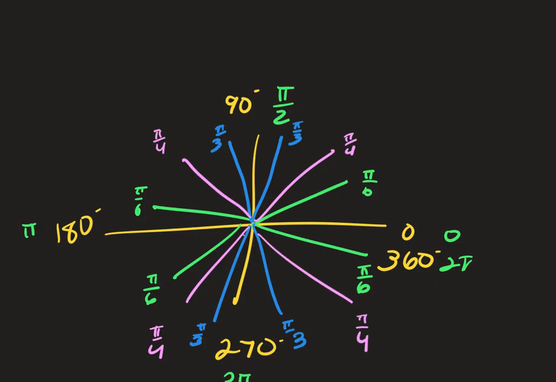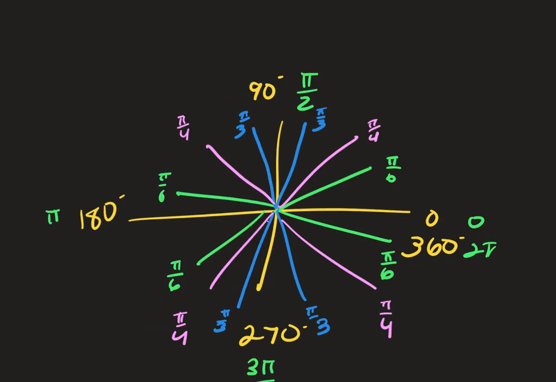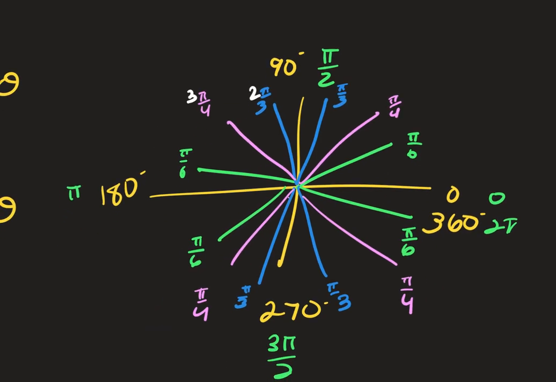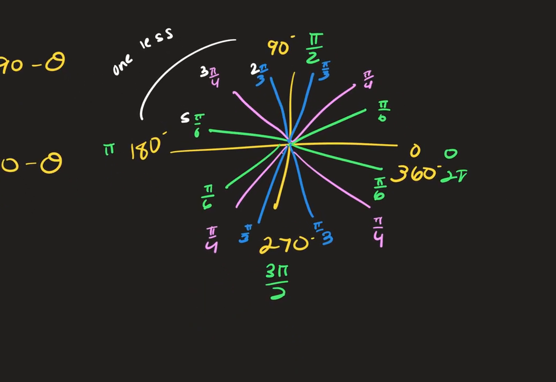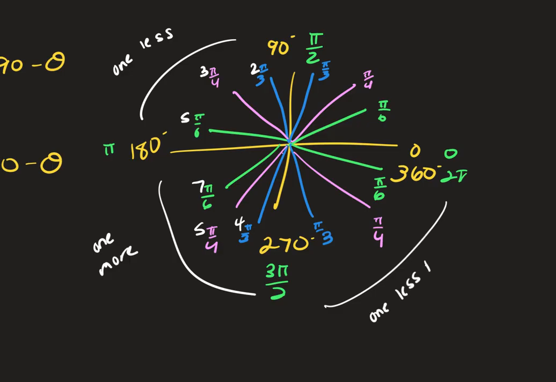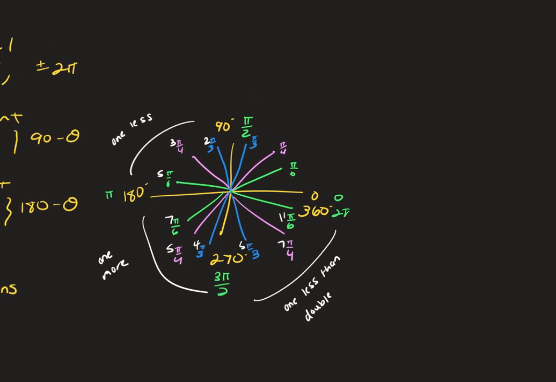And in the first quadrant, we leave the numerators alone. They would just be pi. In the second quadrant, they are 1 less than the denominator. So 2, 3, 5, 1 less. In the third quadrant, they are what? 1 more. So 7 pi over 6, 5 pi over 4, 4 pi over 3. And in the fourth quadrant, they are? Good. 1 less than double. Or 5, 7, 11.